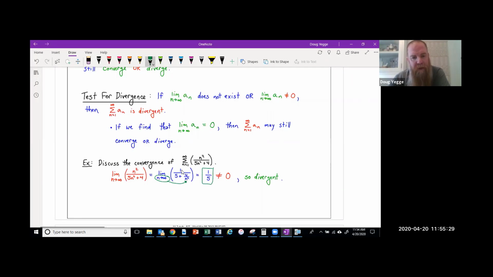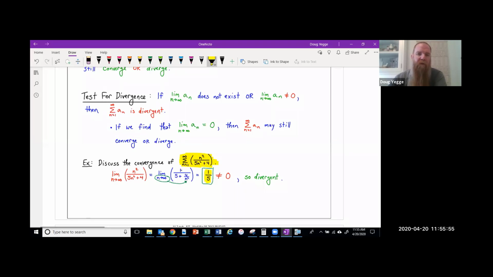Now let's think about what that means. I'm trying to find whether or not the series converges. If I take all of the terms, as I start plugging in 1, then 2, then 3, then 4, then 5, and so on, I want to determine whether or not the terms in that sequence go to 0. Well, it turns out that they didn't. The terms went to 1/5.